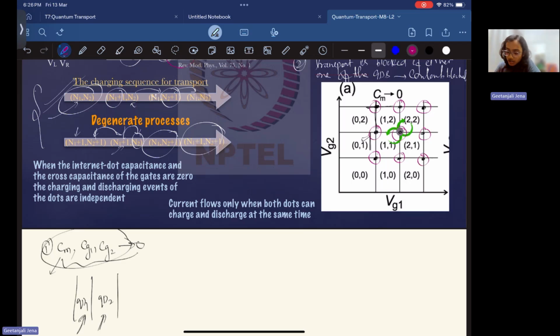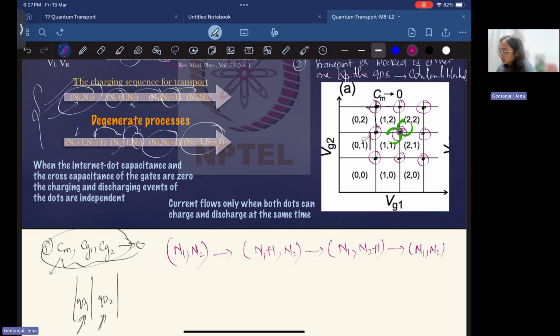Because to see the charge transport, the number of electrons has to change from one quantum dot to another quantum dot. If we start with (N1, N2), then if there is a charge transport, N1 becomes N1 plus 1 and N2 remains unchanged. Then we'll see (N1, N2 plus 1), and then (N1, N2).